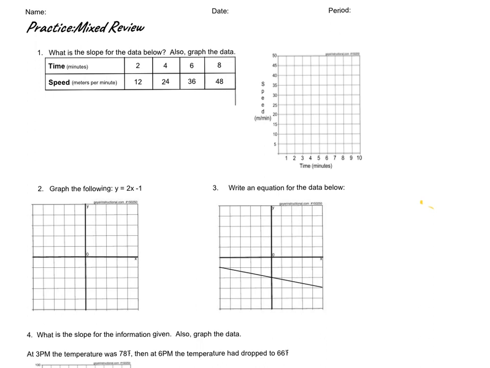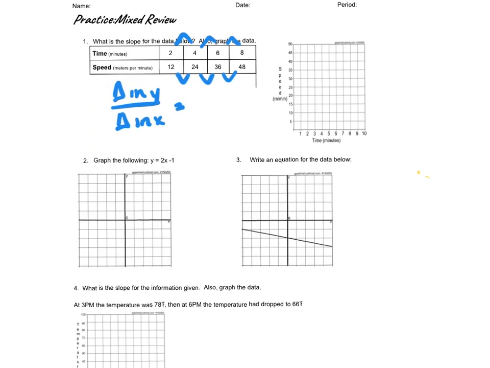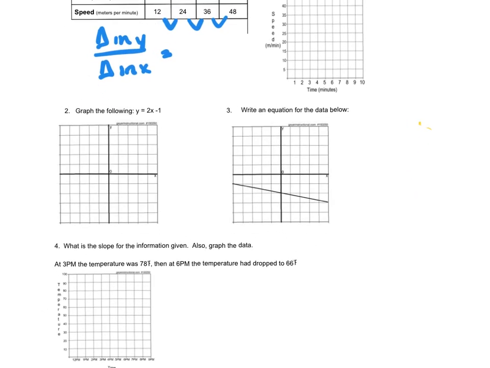Number 1 right here. It says, what is the slope of the data below? Well, we have a graph. So you find the change. The change here, here, here, right? And then the change here, here, here. And that's going to be your slope because it's going to be the change in y over the change in x. Okay? Once you're done and you find the change in y over change in x, you're going to graph it onto number 1. Number 2 and number 3, say graph the following.